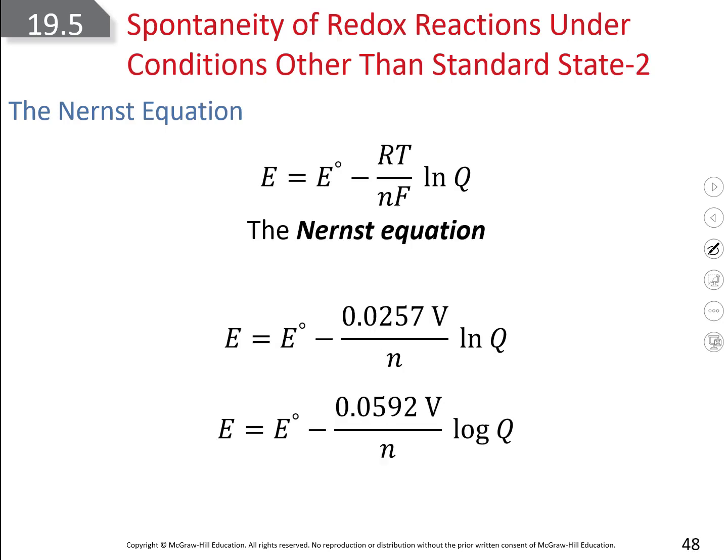which we can then further simplify as E standard minus 0.0257 volts over N for a natural log versus that same 0.0592 if you're using log. The only difference is whether or not you're hitting the log button or the natural log button on your calculator. Both equations work exactly the same. It's just going to change what the value of the constant is there. It basically boils down to whether or not you prefer to use the log button or the natural log button.